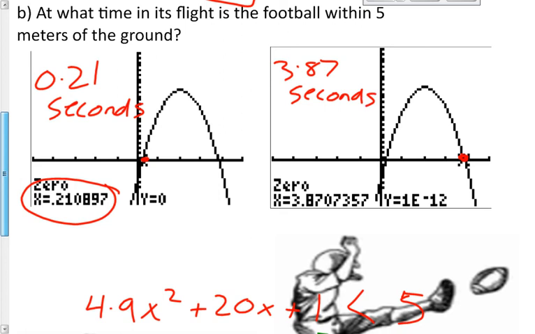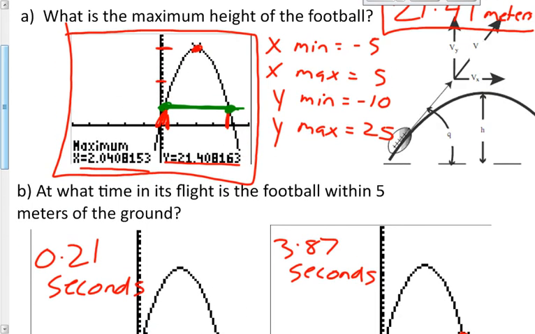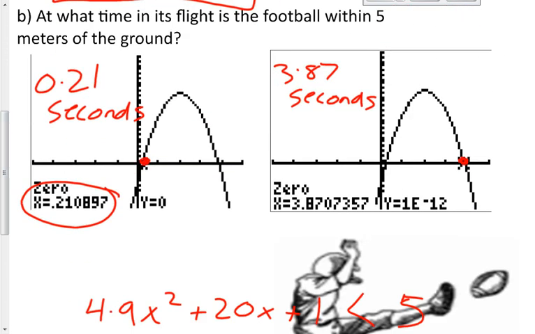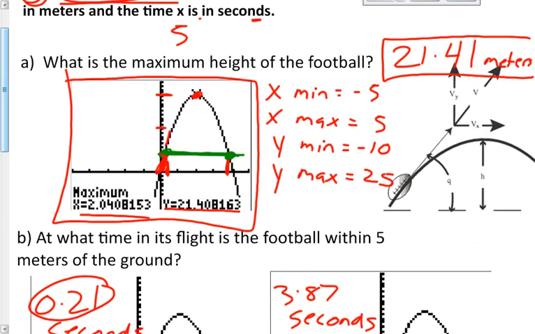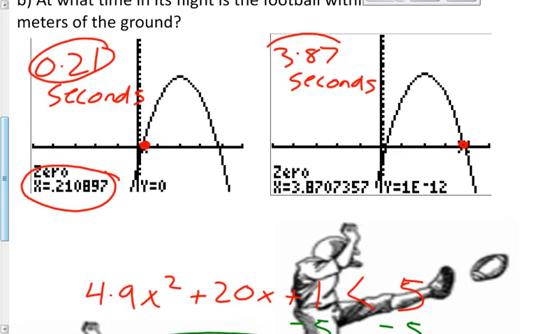So what happens, class, is my football is punted. After 0.21 seconds, right in here, that's when it's above my 5 meters. Now I changed my graph down 5 units, so that's why it's at that 0. So it's less than 5 meters for the first 0.21 seconds, and then it goes up in the air, up in the air, and now it reaches 5 meters, and now it's less than it again. And when is it less than 5 meters? When it's 3.87 seconds and everything after that.